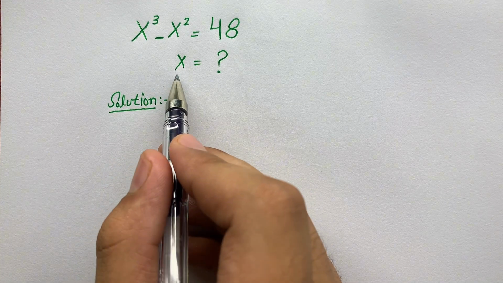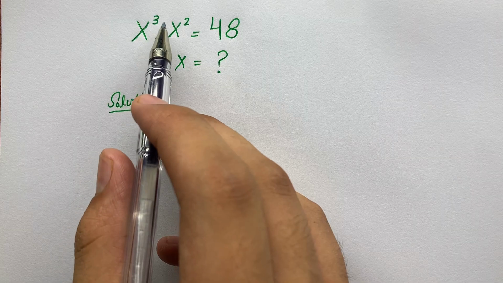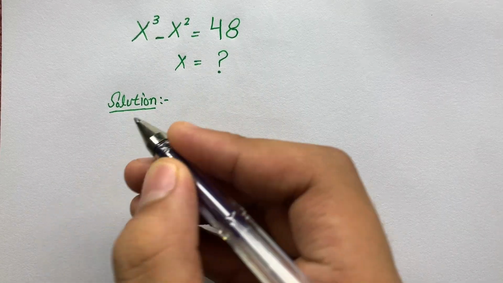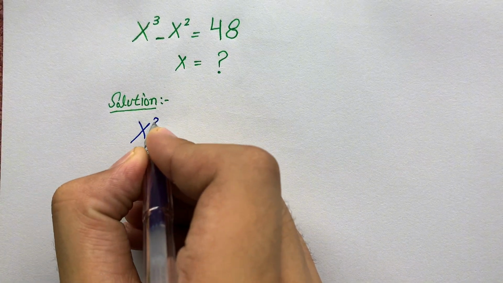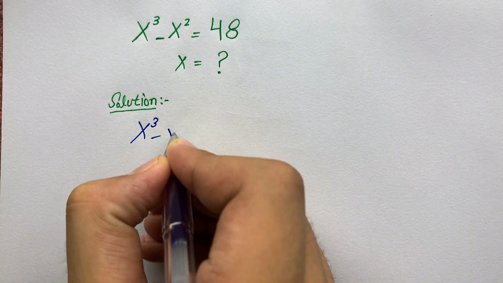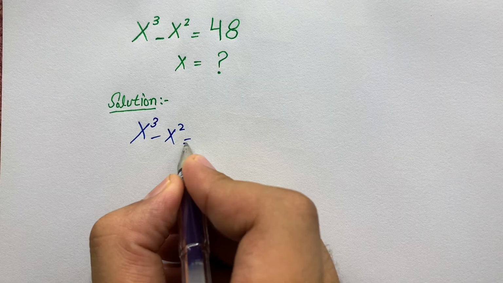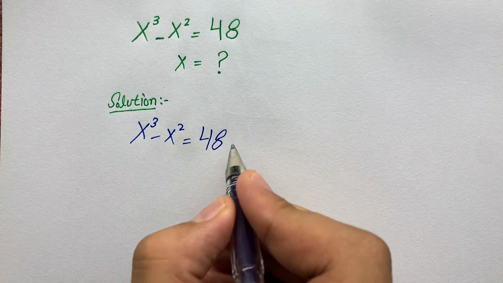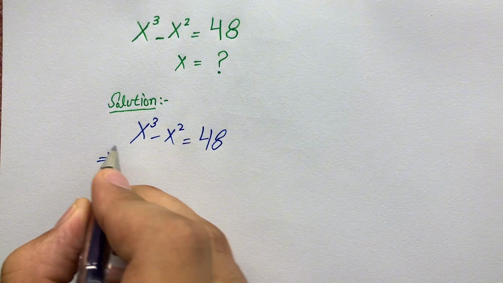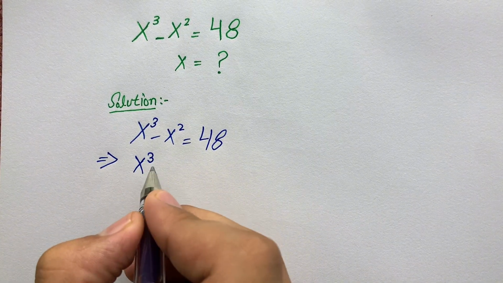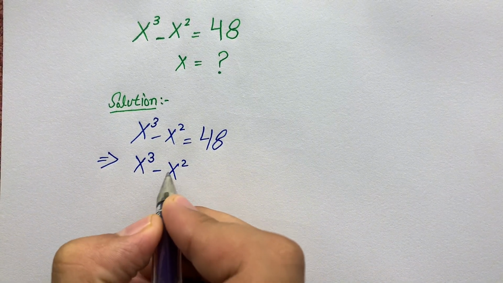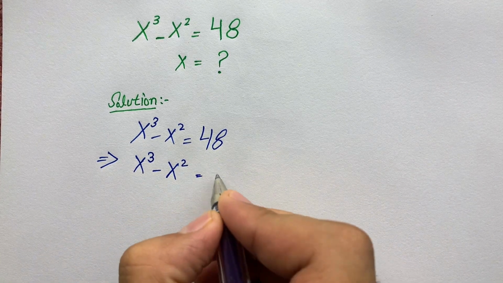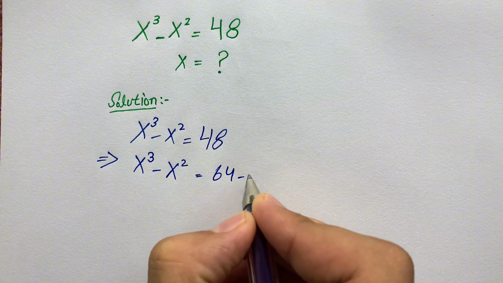In this problem, we are finding the value of x if x^3 - x^2 = 48. Now we write x^3 - x^2 = 48. Now this will be x^3 - x^2 is equal to 64 - 16.